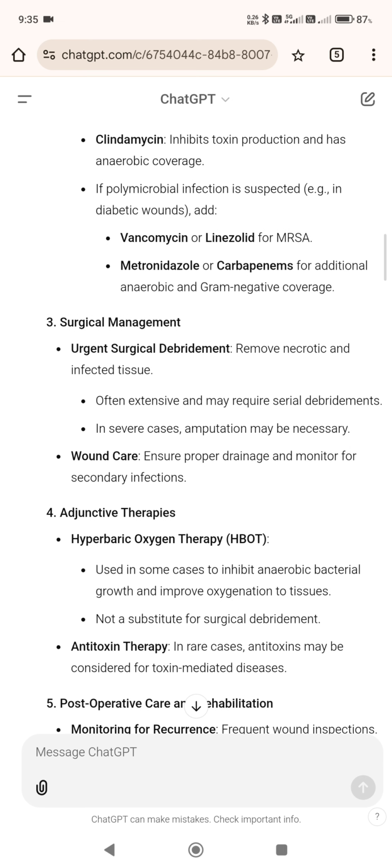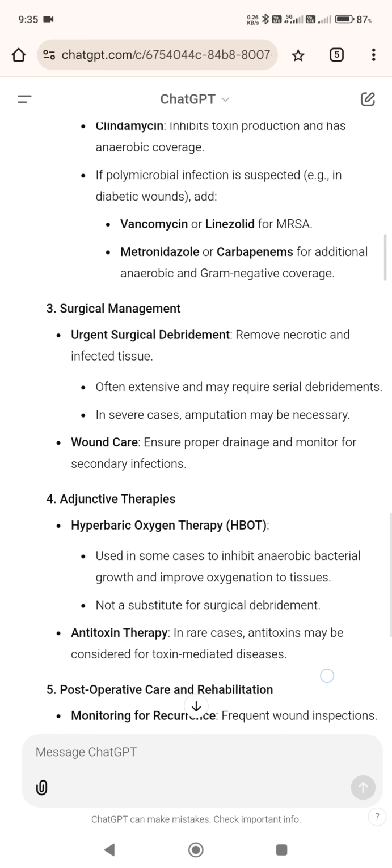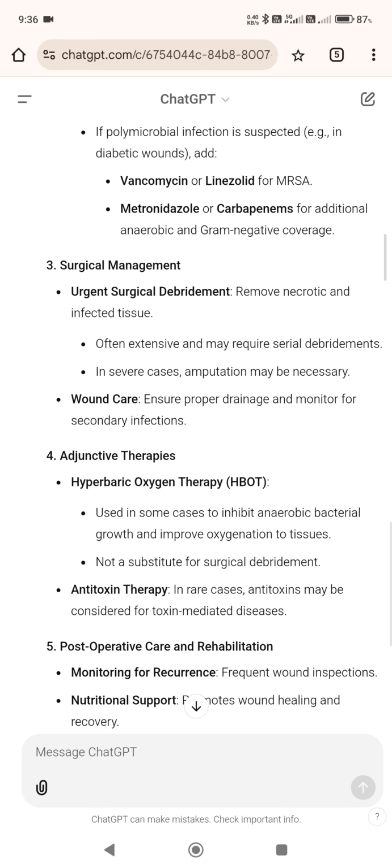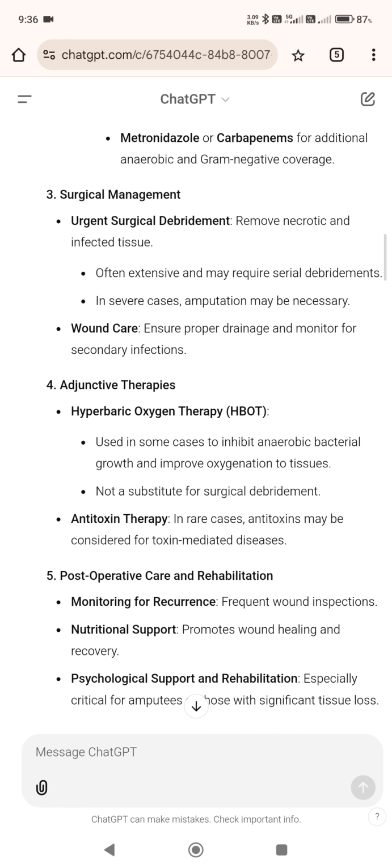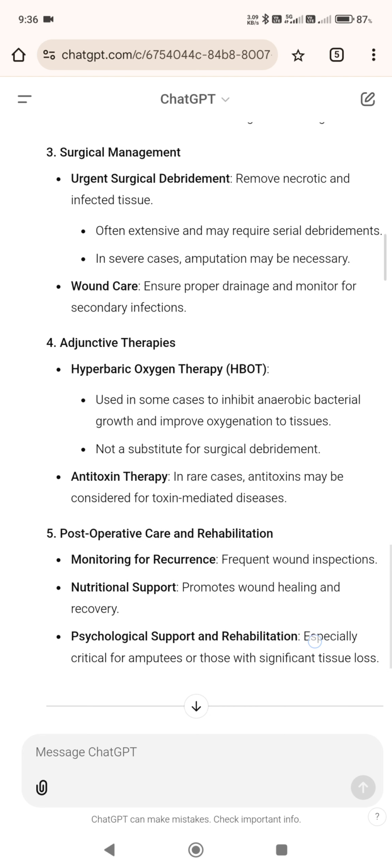Clindamycin inhibits toxin production and has anaerobic coverage. If polymicrobial infection is suspected, e.g., in diabetic wounds, add vancomycin or linezolid for MRSA, metronidazole or carbapenems for additional anaerobic and gram-negative coverage.